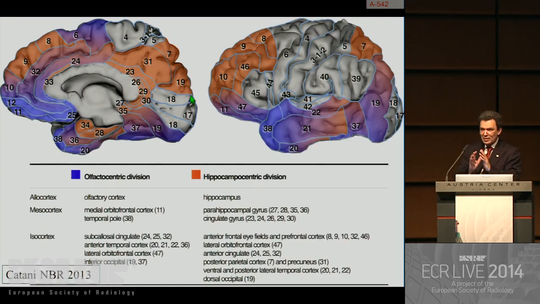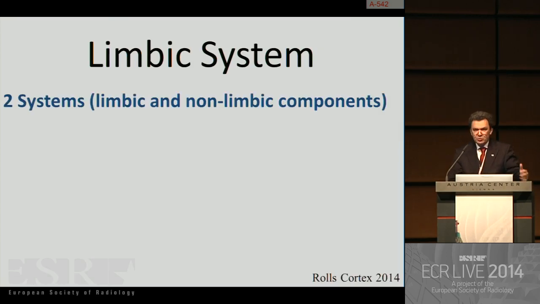From this, there emerged a concept of having within the brain 2 different divisions. One that is more olfactocentric, which is based here on the olfactory cortex, on the orbitofrontal cortex, and more a hippocampal-centric division, which is based on the hippocampus, and you can subdivide then many parts of the brain according to how much they have of this division or of that division. And that brings us to the limbic system.